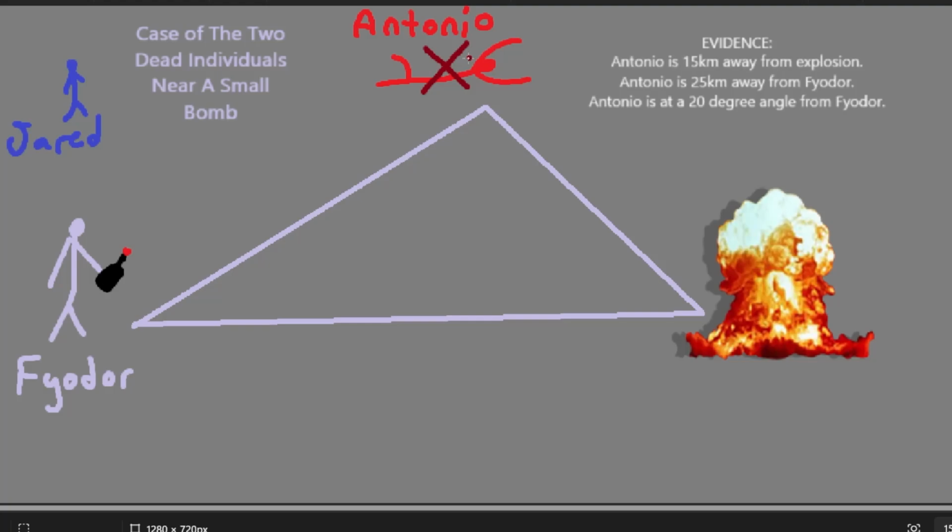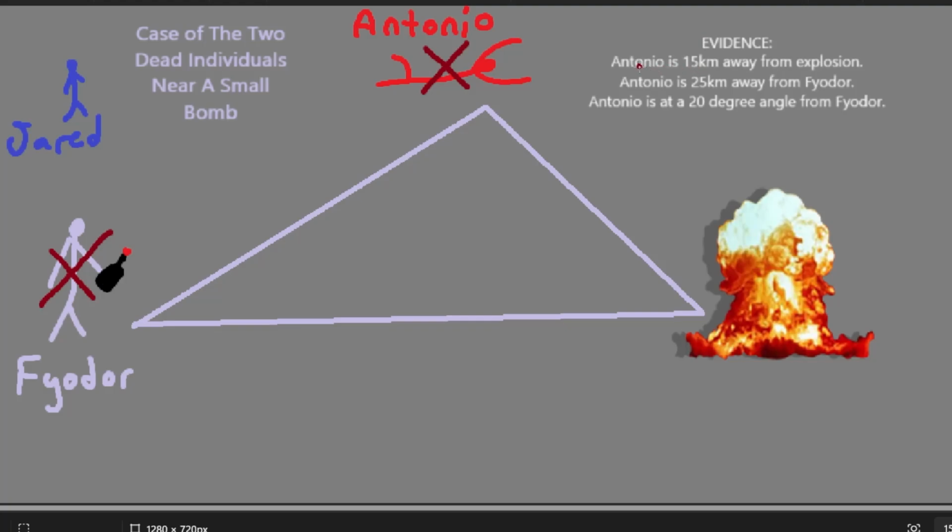But unexpectedly, Fyodor also died. This doesn't make sense. Well, Fyodor was supposed to be at a safe blast radius, right? So how? Well, let's use our evidence to try and figure this out.